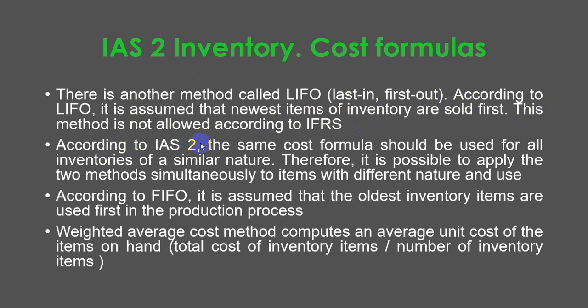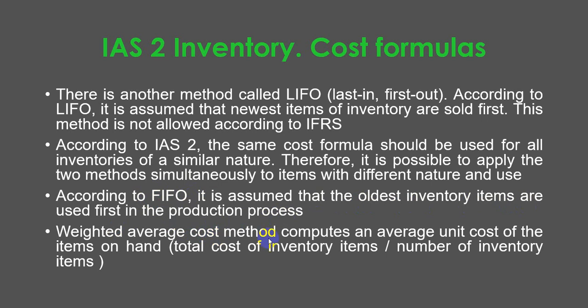According to IAS 2, the same cost formula should be used for all inventories of a similar nature. Therefore, it is possible to apply the two methods simultaneously to items with different nature and use. According to FIFO, it is assumed that the oldest inventory items are used first in the production process. That is why first in, first out.